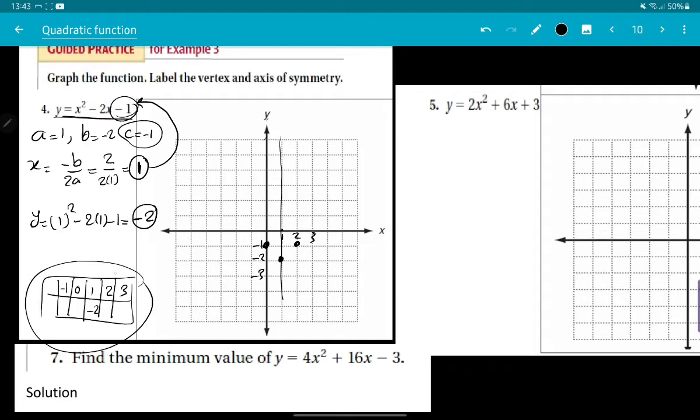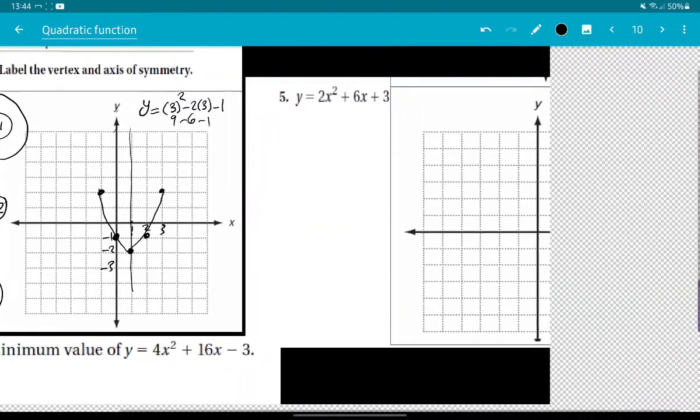Okay, from the table you can use only one of the points, like 3, or you can check this 3 to know what's the y for 3. So substitute y equals 3 squared minus 2 multiplied by 3 minus 1. This will give you 9 minus 6 minus 1, which is 2. So the y for 3 is 2, the same, because this is a mirror. So we have a point here. Now you can graph this. If you use the table, it will give you the same answer.